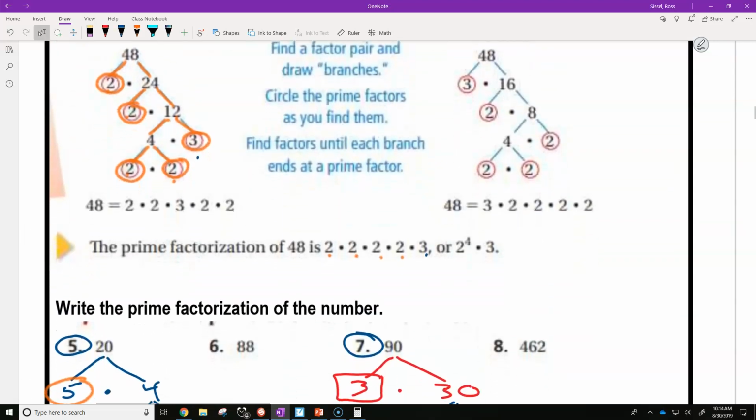On 48, did we have anything repeated? I had 2 2s, 2 2s. 2 times 2 is 4. And then we have the other 2 times 2 is 4. So 4 times 4 is 16. Its greatest perfect square is 16. Yeah? Alright. We're going to stop there.